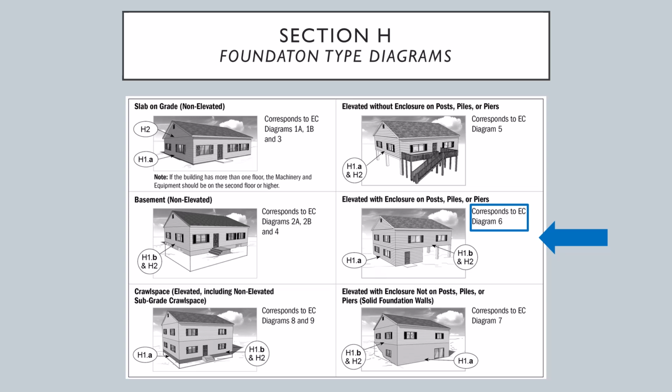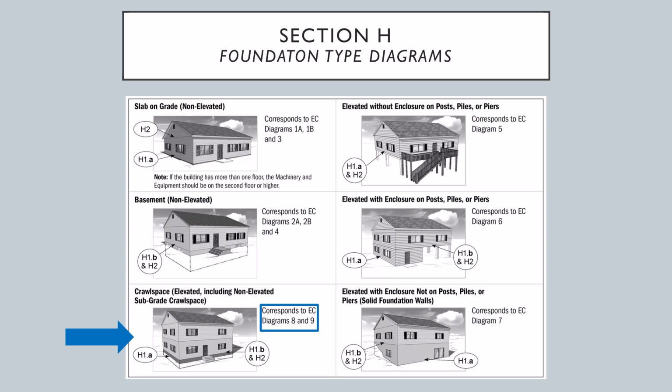The next foundation type is another elevated building with enclosures, but the foundation is a solid foundation wall. This is typically known as a diagram 7 building. This foundation asks you to show the elevation for both the floor right at the grade, H1A, and the next higher floor, or the elevated floor, in H1B. H2 is that elevated floor for the M&E mitigation discount.